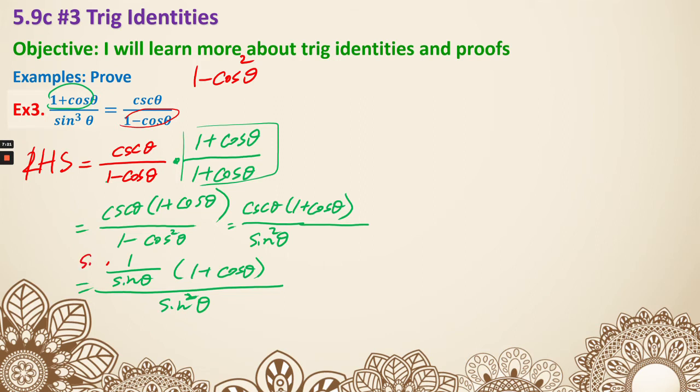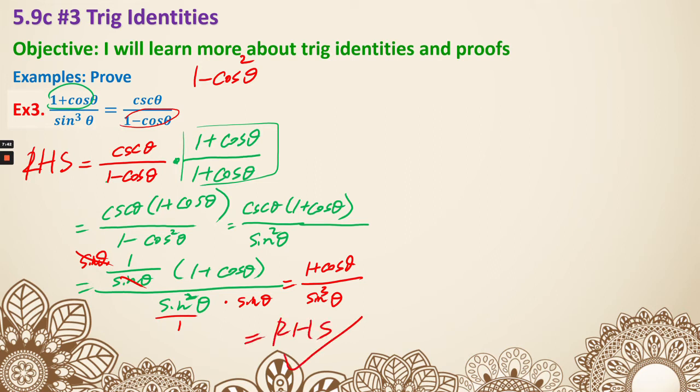So I'm going to multiply the top by a sine and multiply the bottom by a sine. I'm just trying to get rid of the common denominator because the bottom is basically sine squared over 1. So that is gone. I'm going to be left with 1 plus cosine theta over the sine squared times another sine, which is sine theta cubed. And that is my right-hand side. So I just proved it.